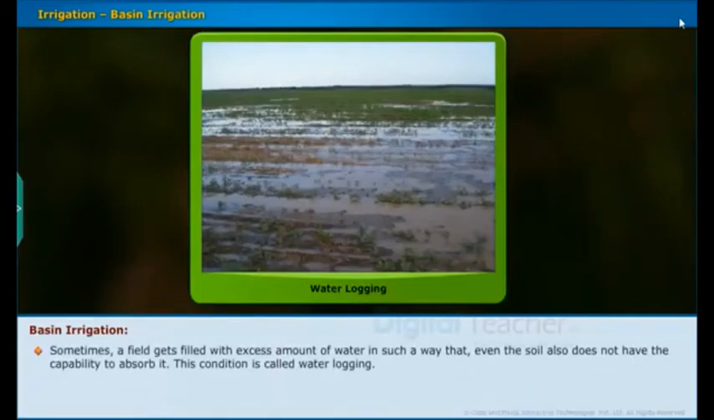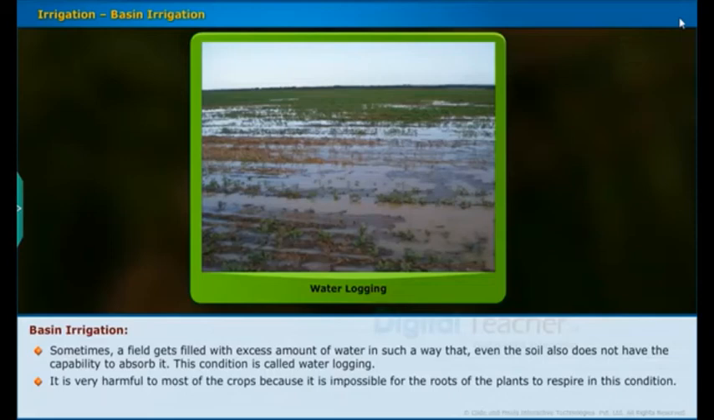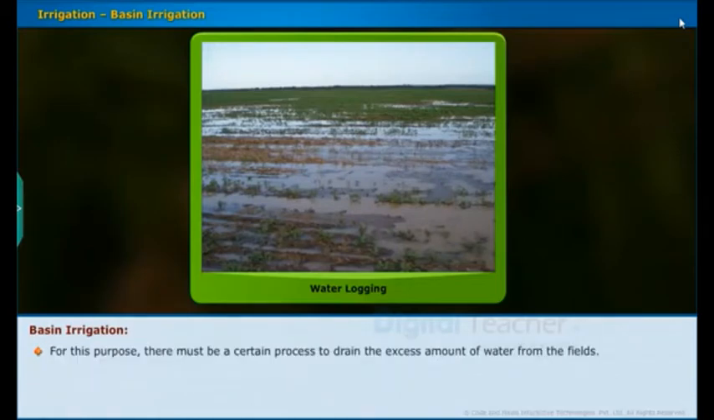Sometimes a field gets filled with excess amount of water in such a way that even the soil does not have the capability to absorb it. This condition is called waterlogging. It is very harmful to most of the crops because it is impossible for the roots of the plants to respire in this condition. For this purpose, there must be a certain process to drain the excess amount of water from the fields.